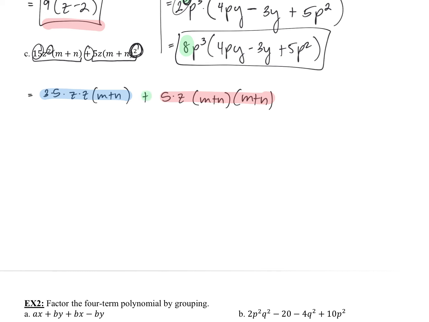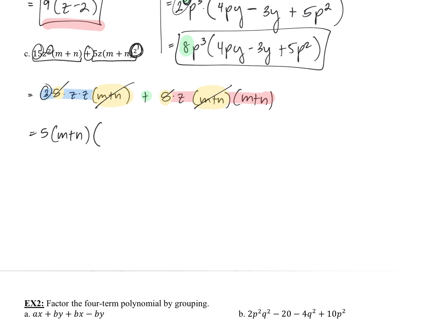Well, they both have a 5, and they both have 1 m plus n. And we can only take out the same thing, or the same amount from each one. So we'll pull out the 5's, factor out the 5. Once again, we're factoring out the 5. And then we'll factor out the m plus n. And what is left over? Well, we have the 3 and the z squared.